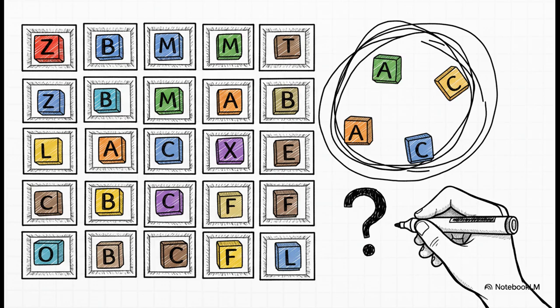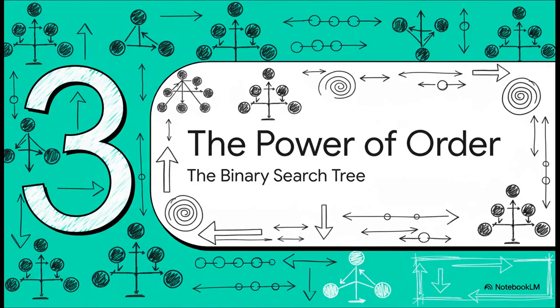You can't just ask a hash table for all the users with names between A and C. For that kind of thing, we need a structure that's built on order itself. And that leads us to our final challenger, the binary search tree, or BST for short. This structure's entire reason for being is to maintain order. It gives us a really elegant solution for when the sequence and relationship between our data actually matters.